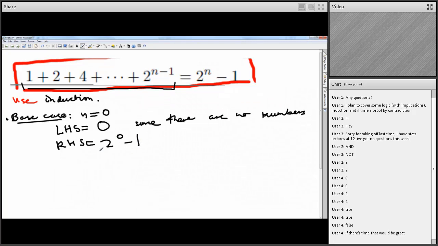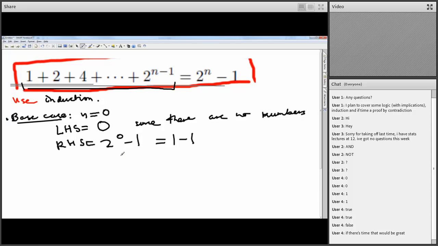Does anyone know what 2 to the power of 0 is equal to? If you do know, fantastic. If you don't know, pull out your calculator and type it in, essentially. So your calculator does know. You need to be able to work it out quickly, at least. So someone's having a little go. That's all right. So 2 to the 0, if your calculator can tell you, is equal to 1. Indeed, anything to the power of 0 is always equal to 1.